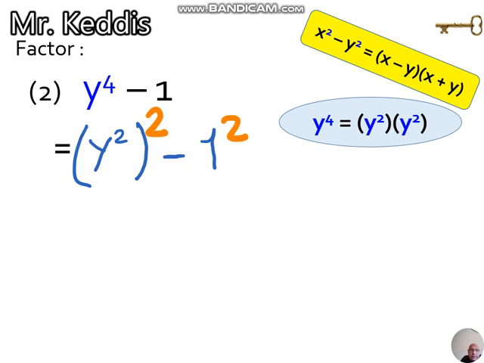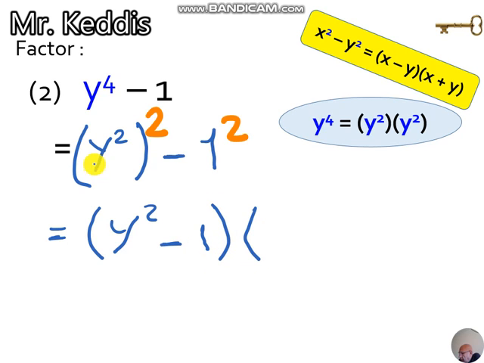To factor this, equal under equal, I factor this to y squared minus 1 and y squared plus 1.